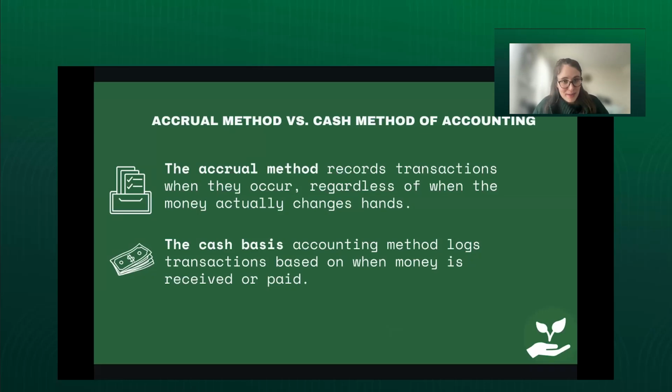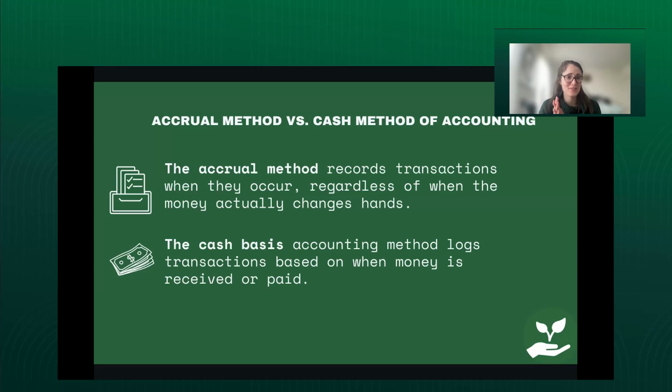And when we're talking about expense tracking and accounting, we have to zoom out a little bit and think about, okay, so what type of accounting system am I using as a farm? There are two types of accounting systems you can use. You've probably all heard of these before. There's accrual accounting and there's cash-based accounting.